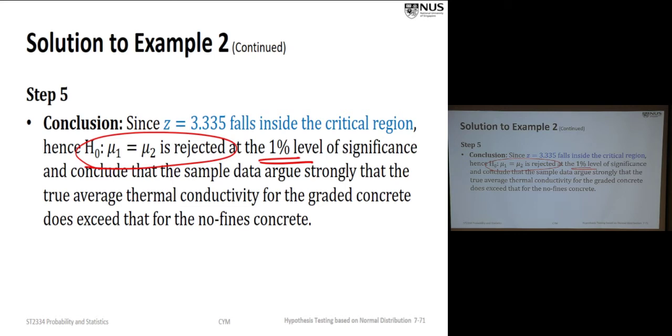But please, some people may not understand all this. They want to have a conclusion in plain English. What's the question? The question is whether the true conductivity of this great concrete exceeds the average conductivity of the other concrete. So the data suggests that the average thermal conductivity for this great concrete exceeds that of the other type. All right. So write down the conclusion in words, if you can.